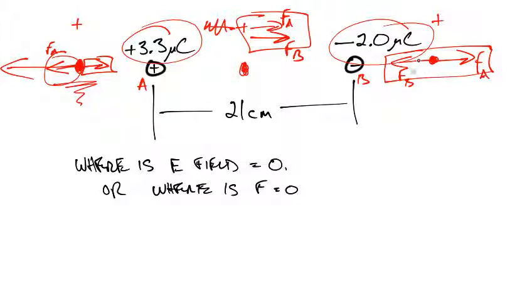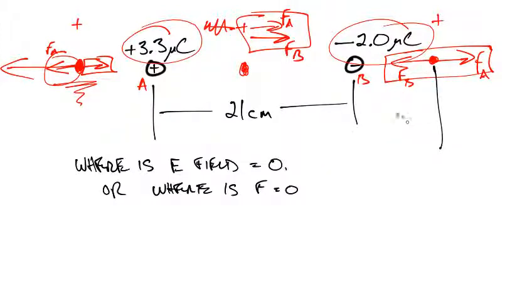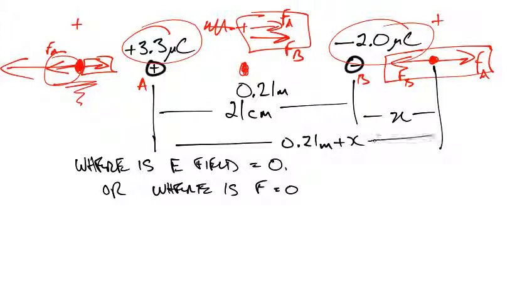Question is, where is this location? So let's call this distance x. And so the distance from here, obviously, would be 21 plus x. Now I'm going to write this in a different way because instead of writing it as centimeters, we're going to call it 0.21 meters. And so therefore this is going to be 0.21 meters plus x. That's going to be that distance.